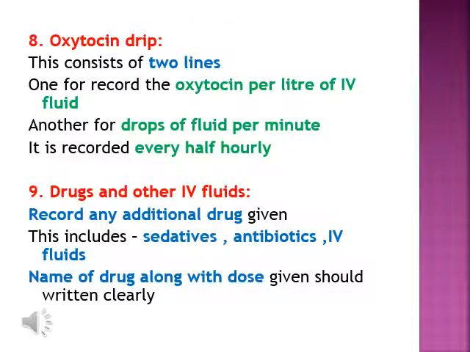Next is the oxytocin drip. It consists of two lines, one to record the oxytocin per liter of IV fluid and another for drops of fluid per minute. It is recorded every half an hour. Next come the drugs and other IV fluids. Record any additional drugs you are giving, like sedatives, antibiotics, IV fluids, or any drug that you are giving to the mother during the labor. You should record it in that area.